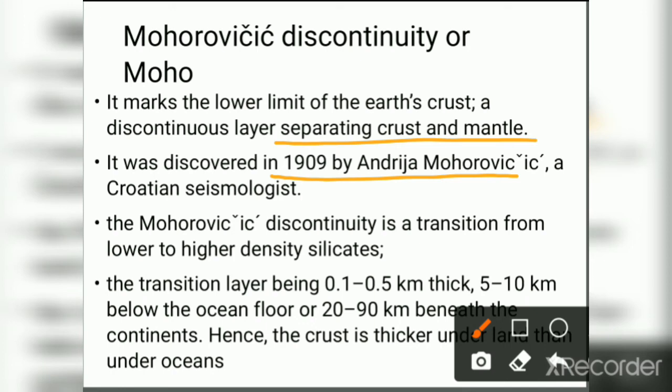The Mohorovičić discontinuity is the transition from lower to higher density silicates. So it's the transition from crust to mantle. The transition layer is 0.1 to 0.5 km thick, 5 to 10 km below the ocean floor and 20 to 90 km beneath the continents. Hence the crust is thicker under land than under the oceans.